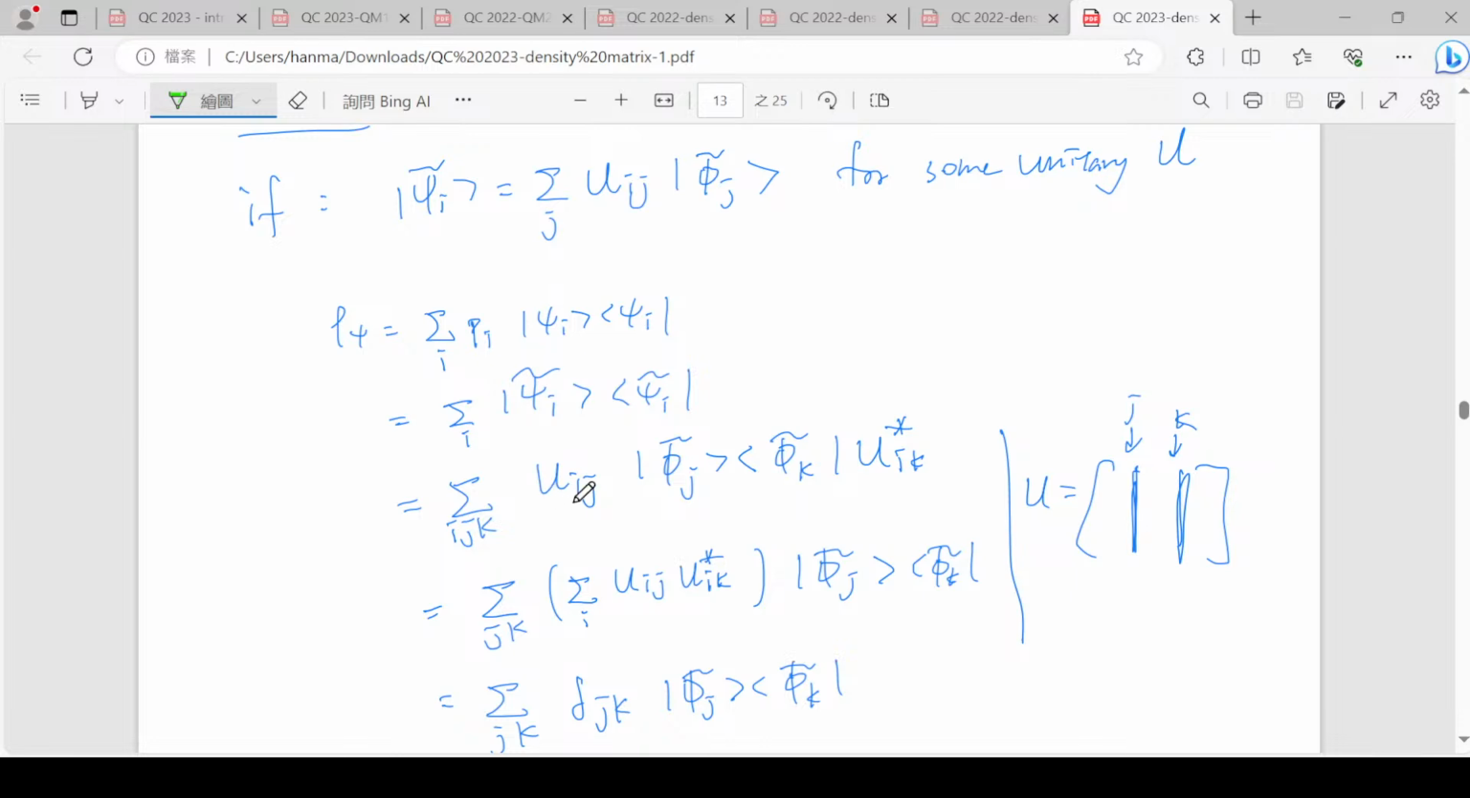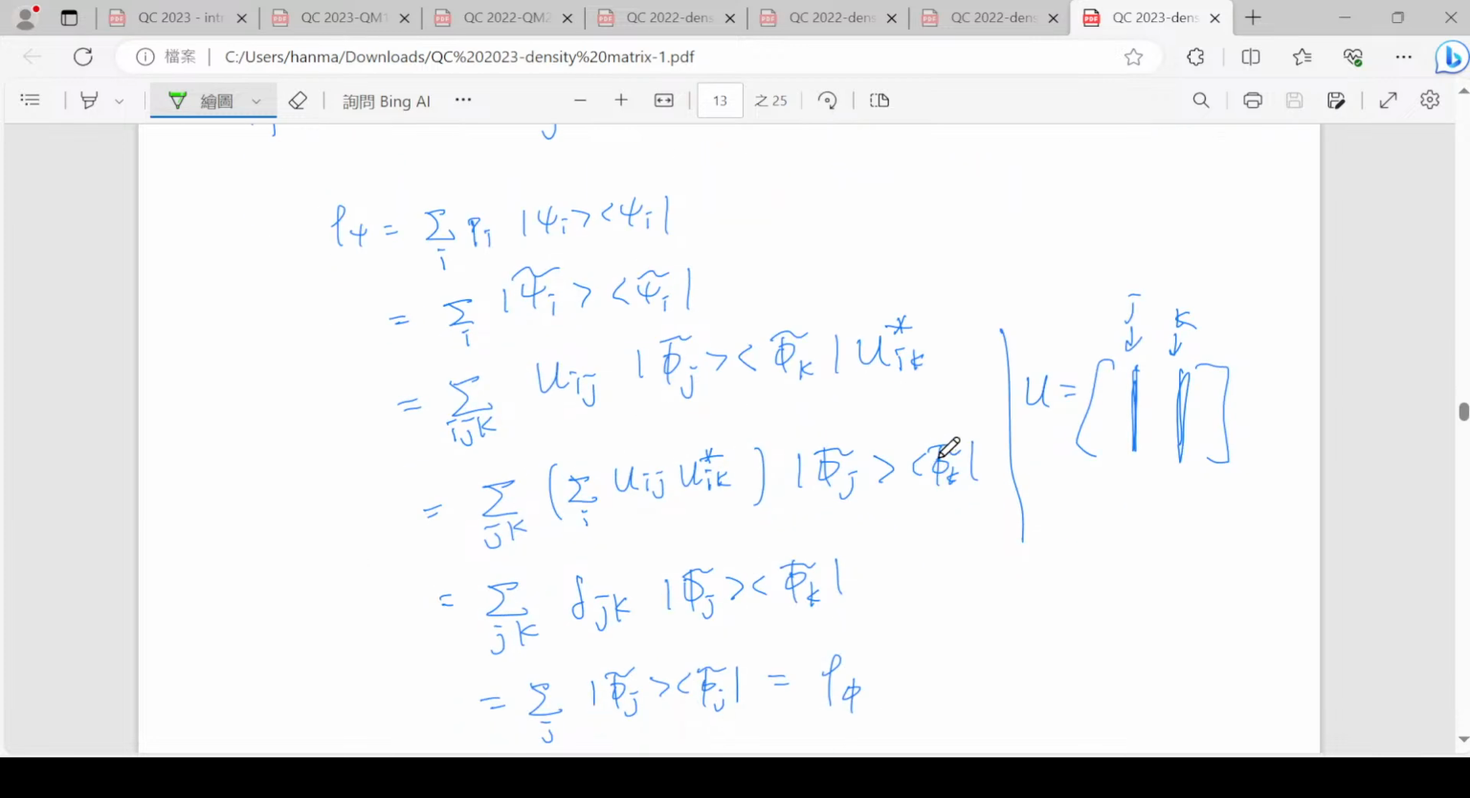The first one we have u_ij and psi j tilde, and the second one we have phi k tilde and u_ik star, because this u is a number. So number, and when you do dagger, it's just a complex conjugate. Then we do a thing that we usually do in a proof: we change the order of summation. So you have summation over ijk here, and you resolve the summation over i first.